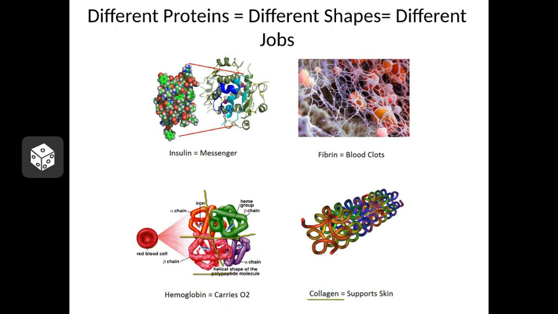Here again we have collagen. I mentioned it before. Collagen is shaped like a bundle of springs, and it's found in the deeper layers of your skin. It's what allows your skin to remain springy, to stretch, and to pop back into place. So 4 different proteins, 4 different structures, 4 different jobs.